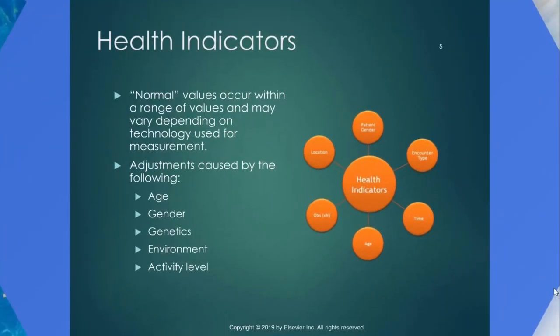So health indicators are sort of normal, and normal's in quotation marks for a reason, normal values that occur within a range of values and may vary depending on the technology used for measurement. So if you measured someone's body temperature with an axillary measurement or an oral measurement or a rectal measurement, or the one that you point the little indicator at their forehead, you might get different values.